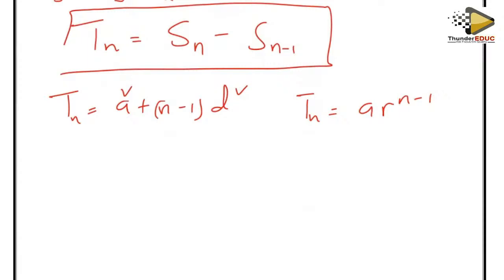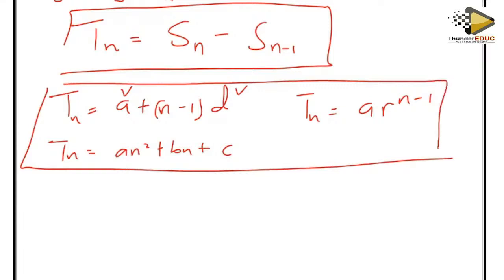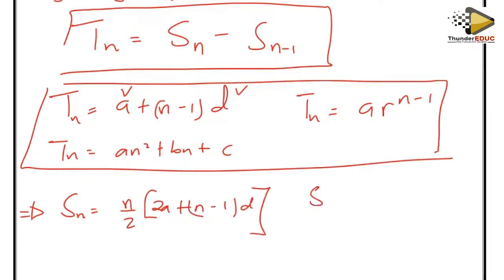Okay. And then for us to get the quadratic, we said it's an squared plus bn plus c. This we just have to remember. Okay. Then the sums: the sum of an arithmetic, we said n over 2 into 2a plus n minus 1 into d. And then the sum of a geometric to be given as a into 1 minus r^n over 1 minus r, or the other way around.